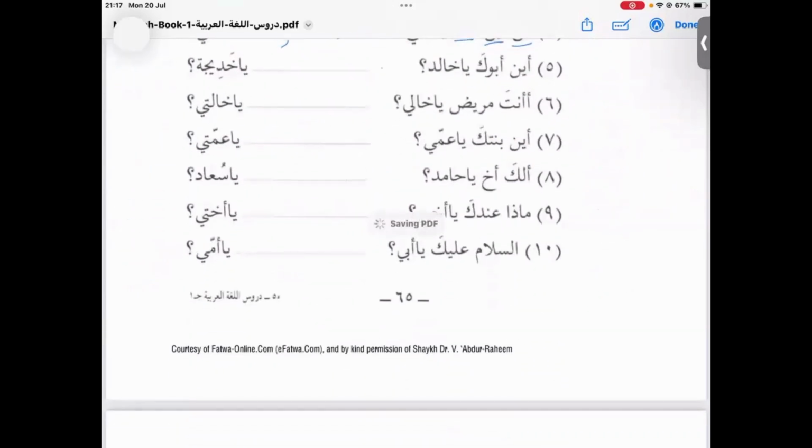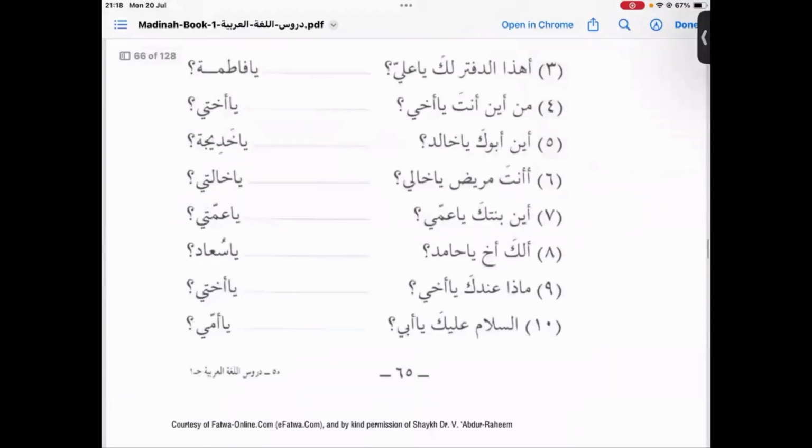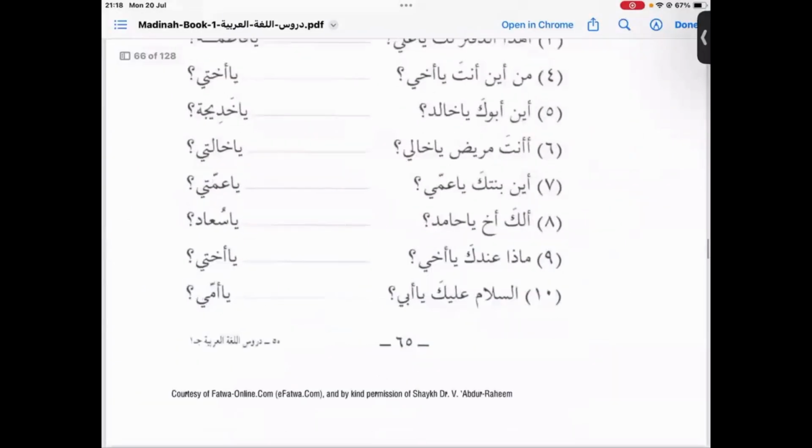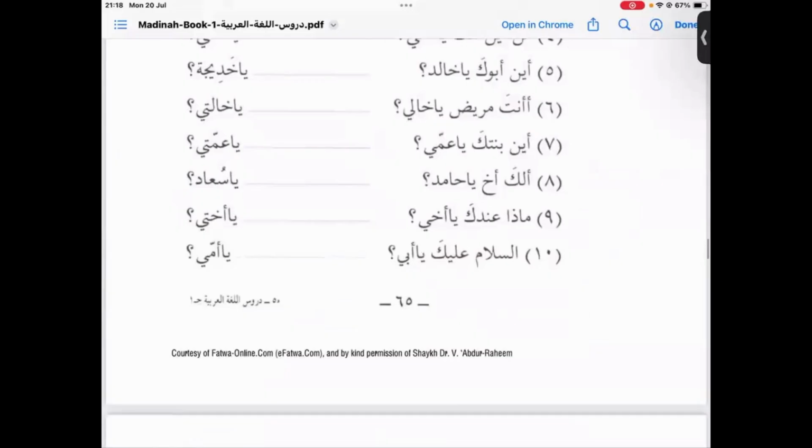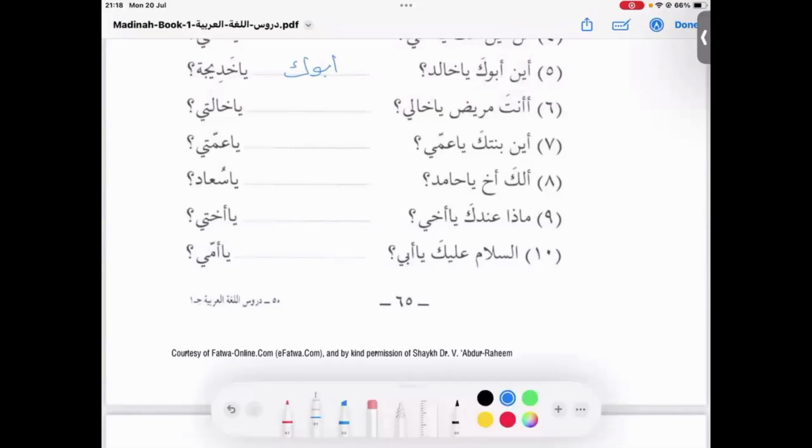Okay. You guys can each do one, inshallah ta'ala. أين أبوك يا خالد? Where is your father, Khalid? أين أبوك يا خديجة? Na'am. Where is your father, Khadija? So it just becomes abuki. That's it. That's the change. Okay. That's good. Next.